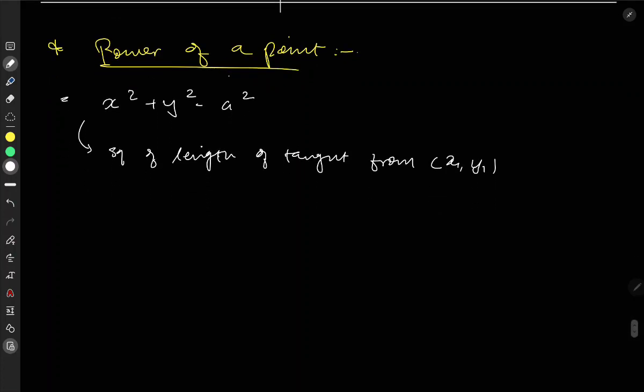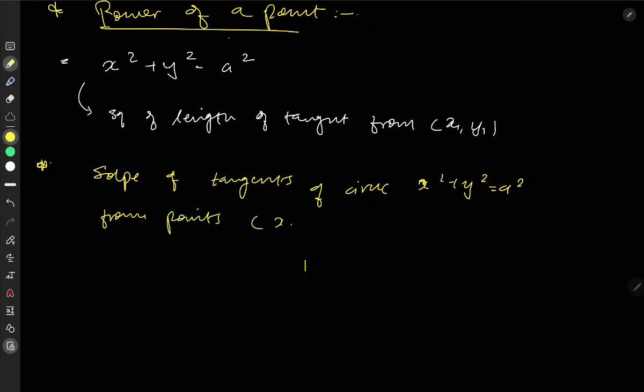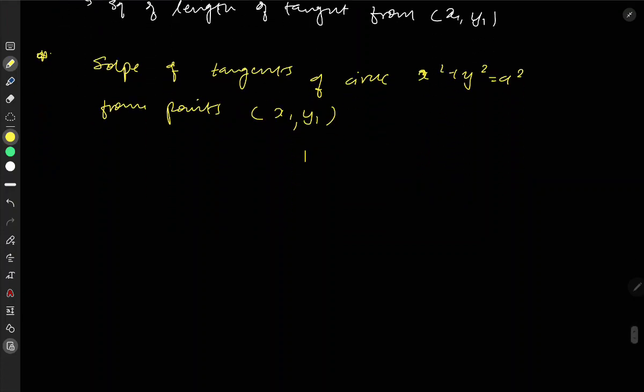Yes, and a small little concept that is there is the slope of tangents. I promise this is the last one. Slope of tangent of circle x square plus y square equal to a square from point x1 y1.